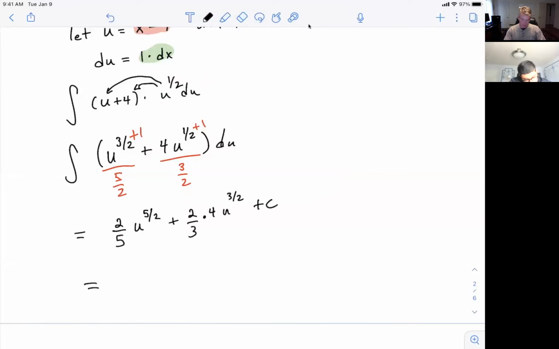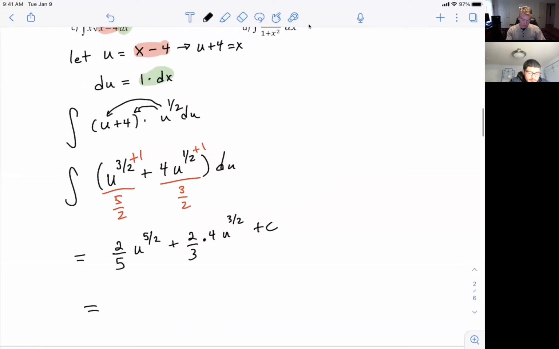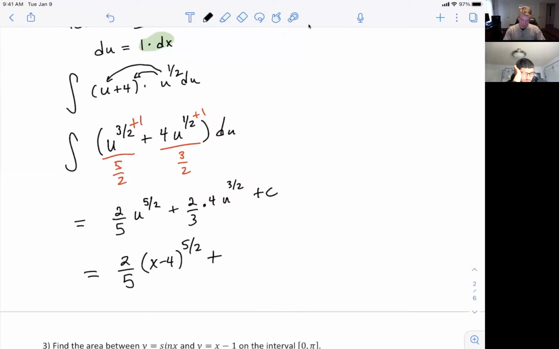And then we're practically done. All I need to do is replace the u with x minus 4. So 2/5, and then x minus 4 is to the 5/2. And then plus, let's see, the next fraction is going to be 8/3. And then u minus, oops, I meant to say x. And then x minus 4 to the 3/2. And then plus c.